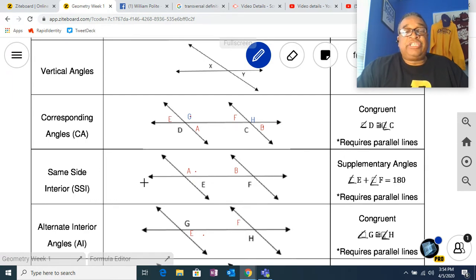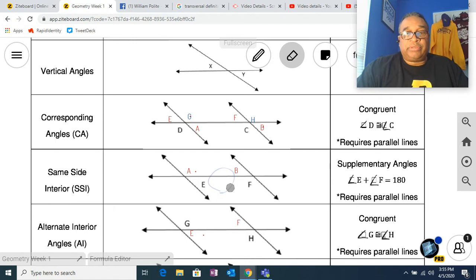Same side interior angles. E and F, they're on the same side, and they're inside of this angle of the transversal, just like A and B are inside. When I say inside, we're talking about this area inside here, inside these two lines. This is exterior, which we're going to look at next. But those are same side of the transversal.